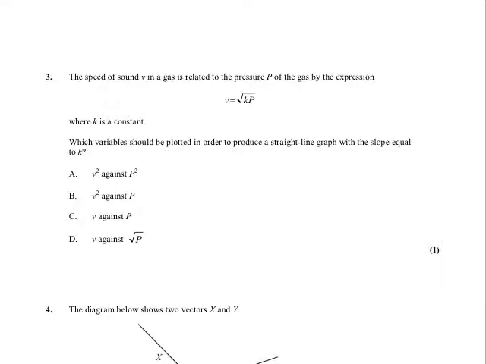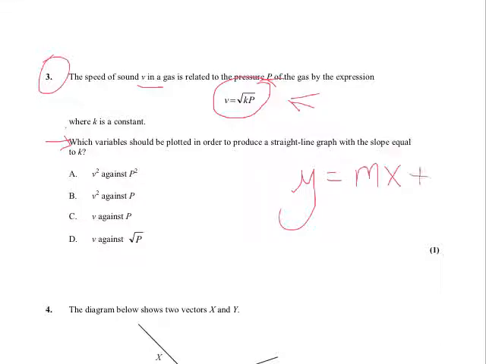Question number 3. The speed of sound V in a gas is related to the pressure P of the gas by the following expression. V equals square root of Kp. Which variables should be plotted in order to produce a straight line graph with the slope equal to K? This is a linearization exercise. You have to try and figure out how that formula there follows the y equals mx plus c format. As you can see, there is no plus c, so we can forget about that.